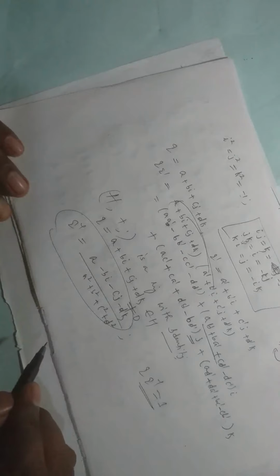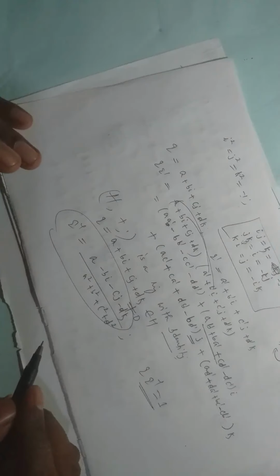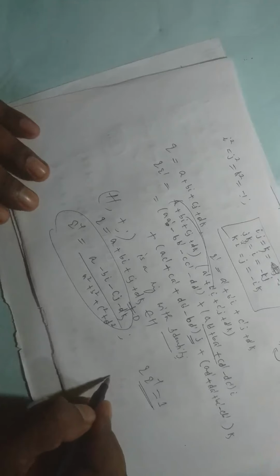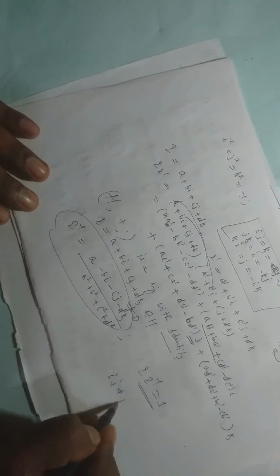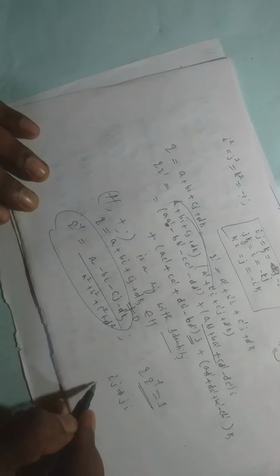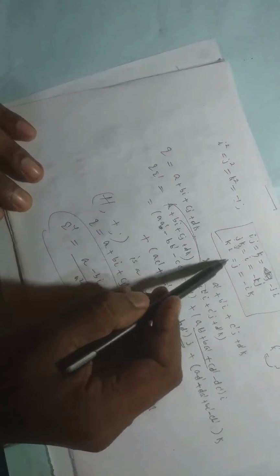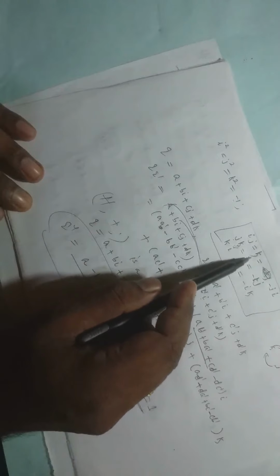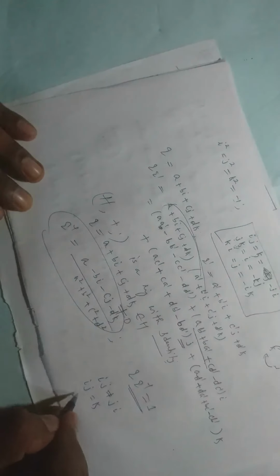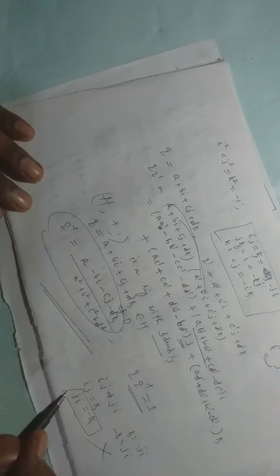But whether it is commutative? No, because i into j is not equal to j into i. Why? Because i into j is k by the definition. But what is j into i? j into i is minus k. Is it clear? Because k is minus j times i, multiplying by the minus sign, minus k is j into i. So i into j is not equal to j into i. This is not commutative. So it's an example of a division ring.